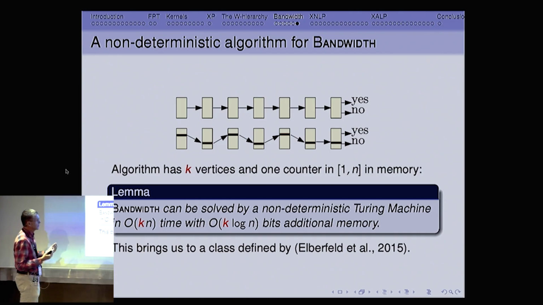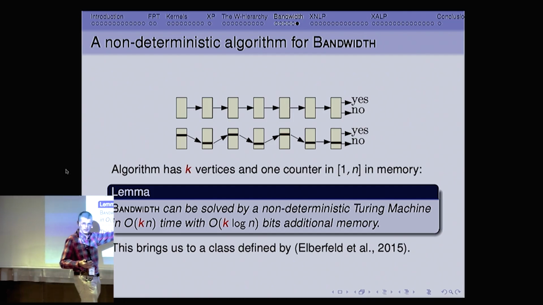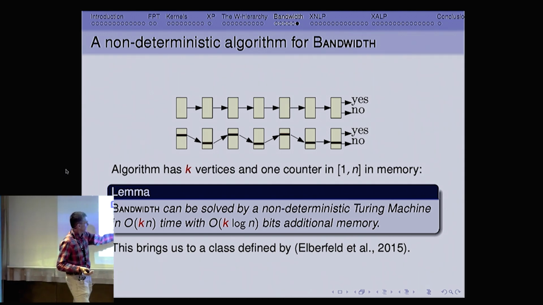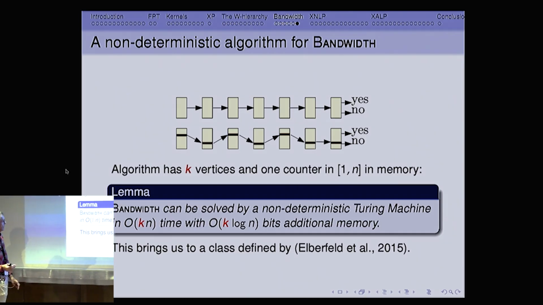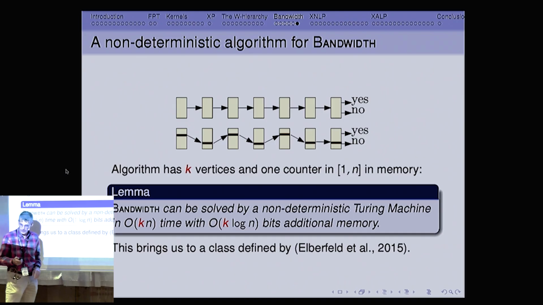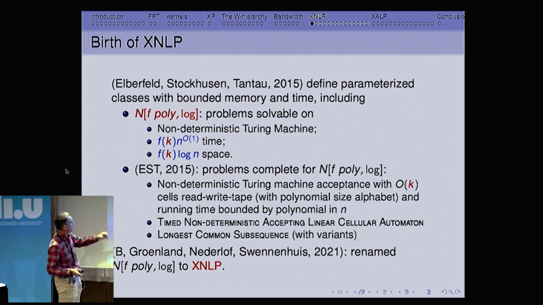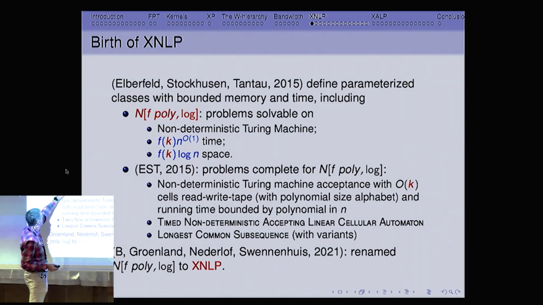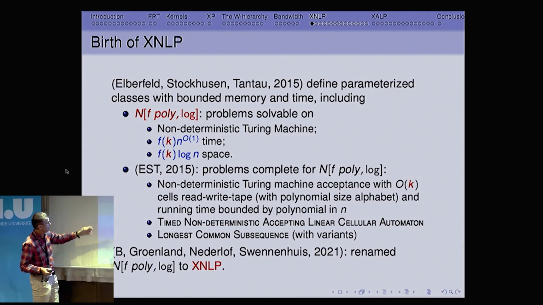So what are the resources that this algorithm is using? Well, I have k vertices, that's k log n bits. I need to know where I am, which table I am in, it's log n bits, and then a little bit more. So I have order k log n bits in memory, not counting my input. And then I use order k n time. And actually, this is an algorithm which fits in a class which was defined in 2015 in a paper by Elberfeld, Stockhusen, and Tantau, and they called this class N[f poly, log], which are problems which you can solve on a non-deterministic Turing machine in FPT time and a function of your parameter times log n space. And they showed also a number of problems to be complete for this class.